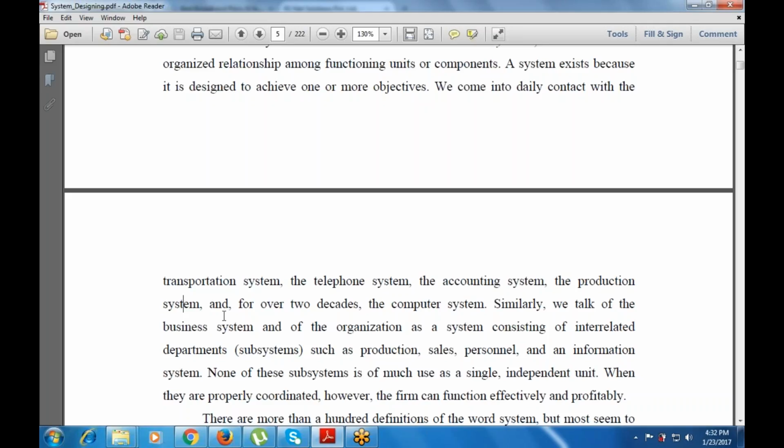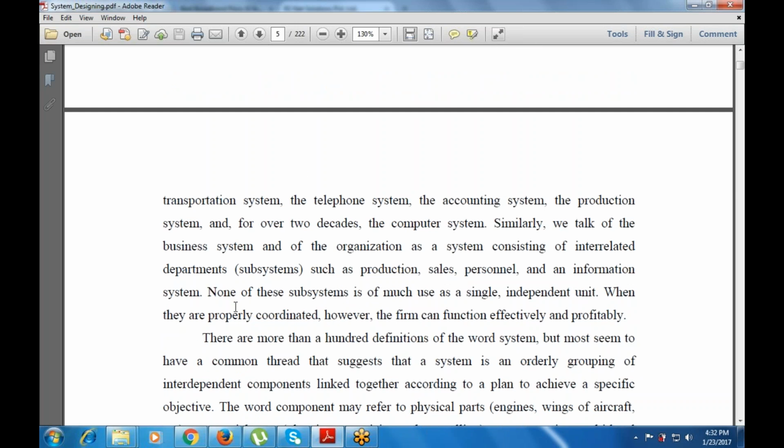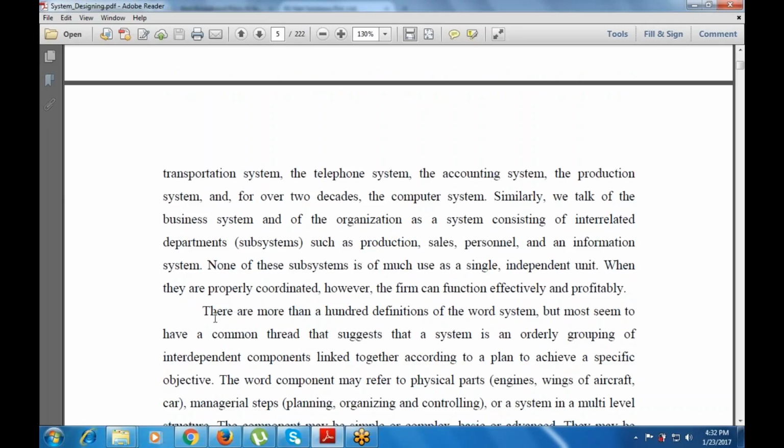And there are more than 100 definitions of the word system available, that might seem to be gathered within the information. They are used within the system to perform a target, to achieve the target according to specific objectives.